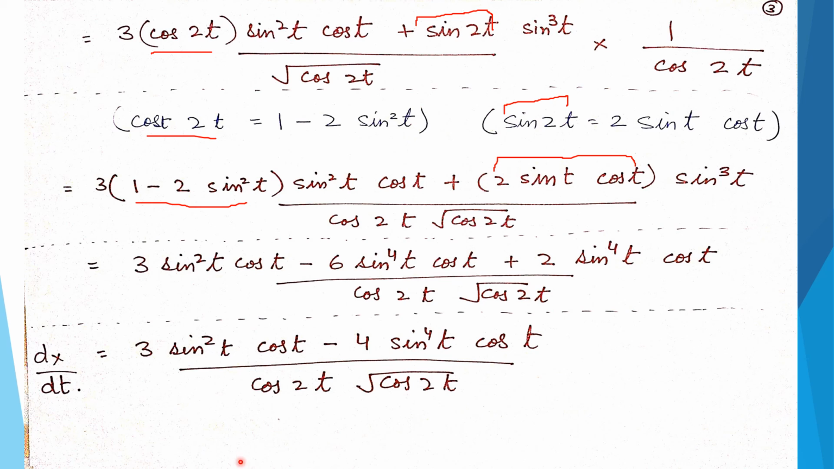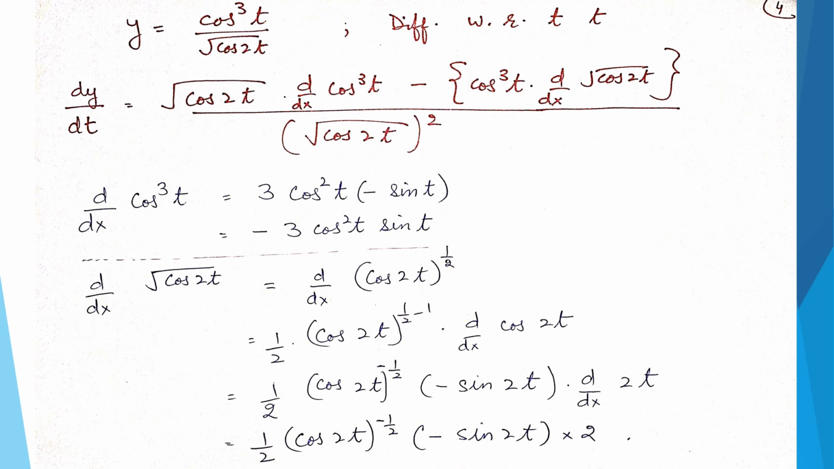Now if you see it carefully, you are getting here minus 6 sin 4t cos t and plus 2 sin 4t cos t. So you will combine both of these, you will get this term as it is, 3 sin square t cos t as it is, minus 6 plus 2 will give you minus 4 sin power 4t cos t, whole upon cos 2t under root of cos 2t. So this was the derivative of the x term which I have explained step by step. Let us move further to the y term.